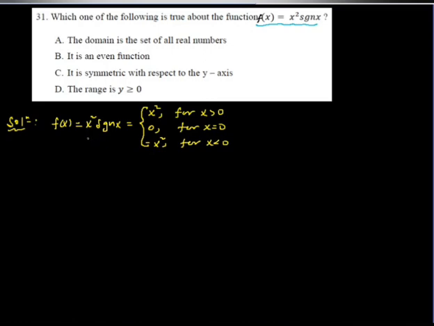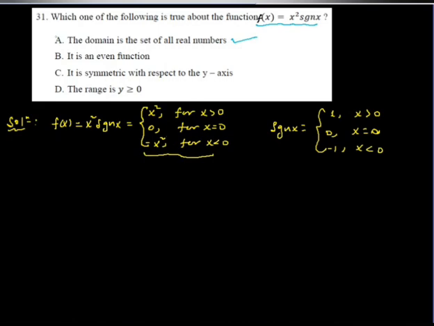This is the given function, because by definition sign of x is defined as 1 for x positive, 0 for x equal to 0, and minus 1 for x negative. So multiplying by x squared, we get this. Which of the following statements is true about the given function? In A, the domain is the set of all real numbers. The function can take any real number, therefore the domain is all real numbers.